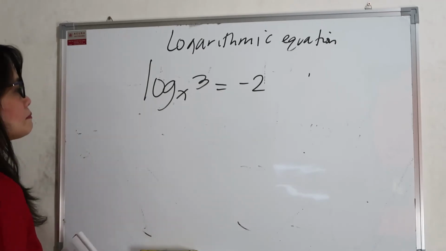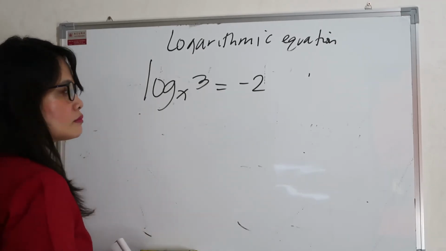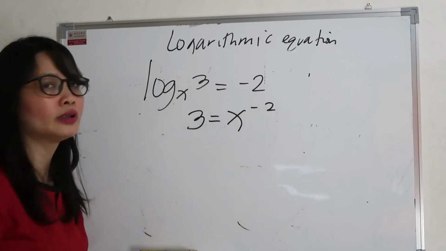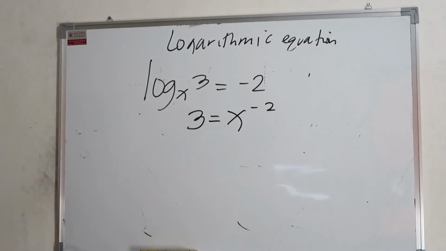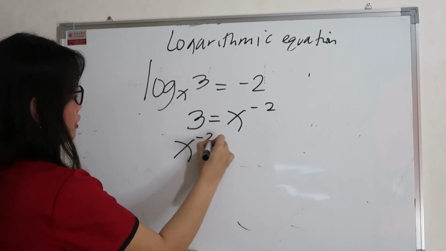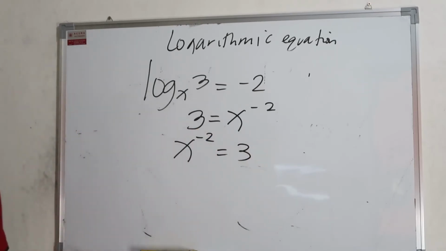So this will become 3 equals x raised to negative 2. Am I right? Or the same is also the same as x raised to negative 2 equals 3. So they are both the same. Same lang yan. Then we call it symmetric property of equality. Then what's next?